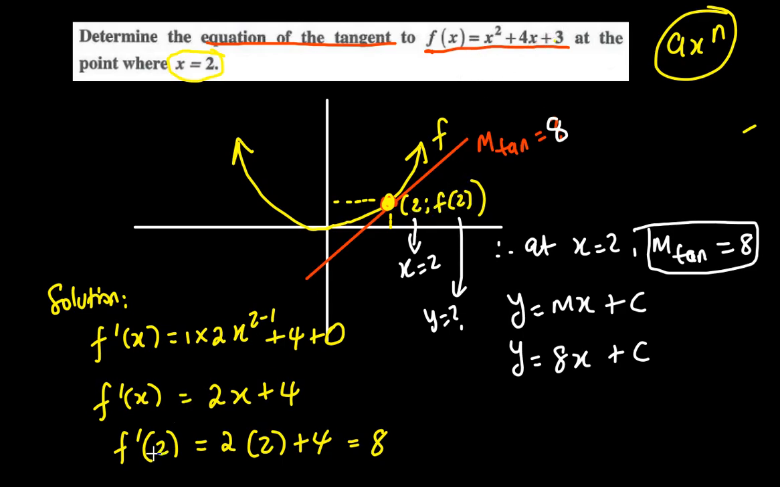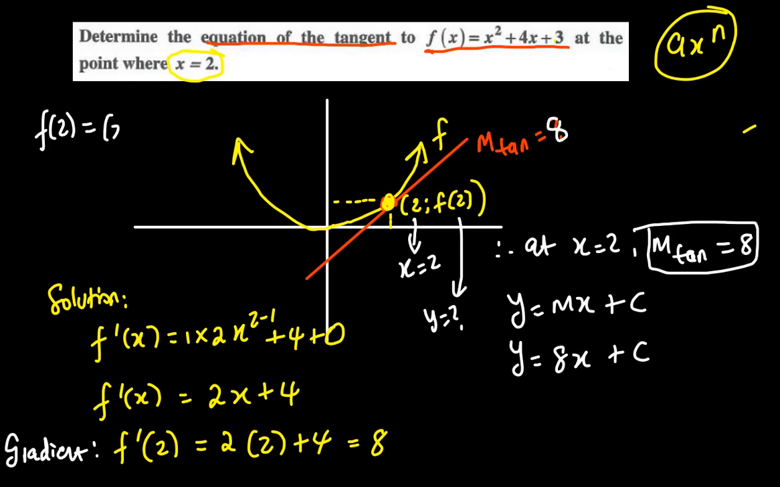Not here, because if you substitute 2 here, you are getting the gradient. Okay? If you substitute 2 here, you are getting the gradient at x is equal to 2. So we need the corresponding y value to this. It is f of 2. So to get f of 2, we are going to substitute 2 into this equation so that we get the y value.